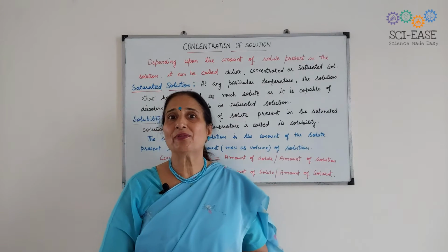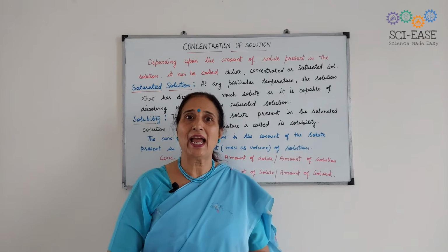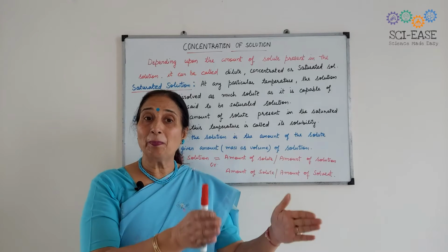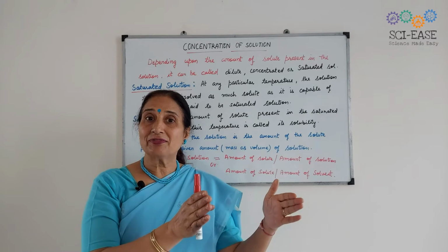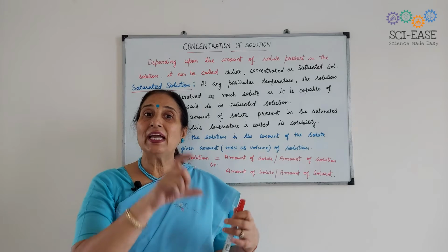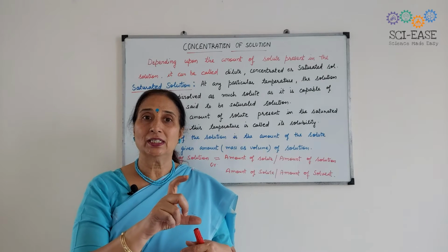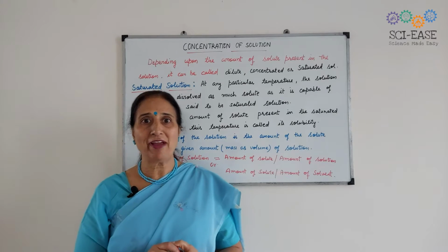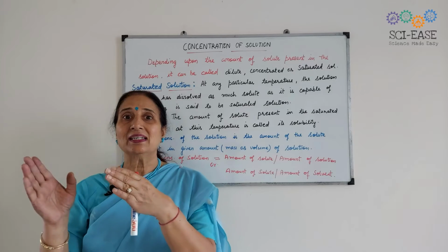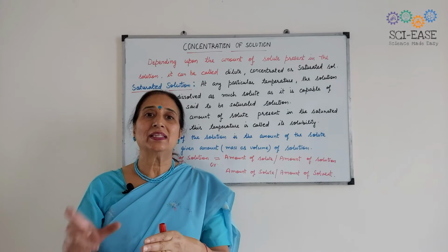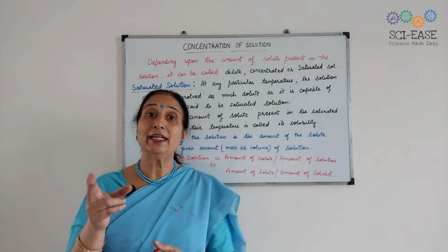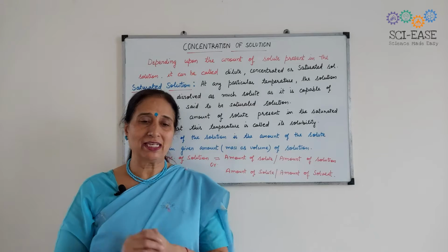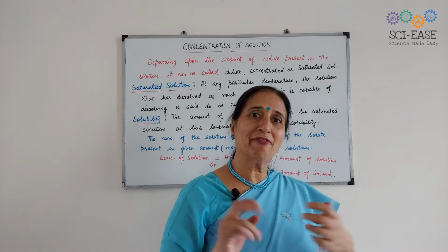In the first video of this chapter, we performed one activity. Group A of the class took a beaker full of water and dissolved 1 spoonful of copper sulfate in it. And group B took a beaker full of water and dissolved 2 spoonfuls of copper sulfate. So what is the difference between the two?